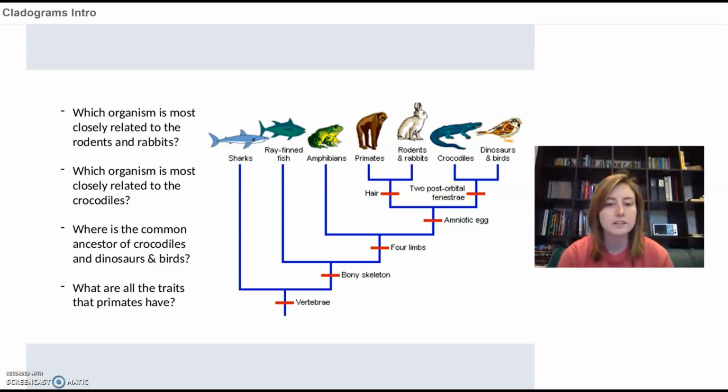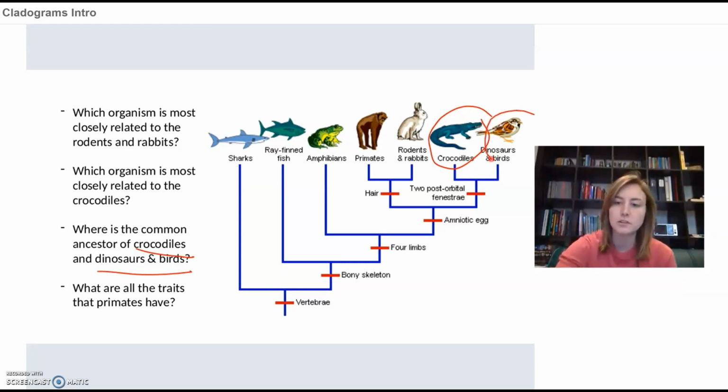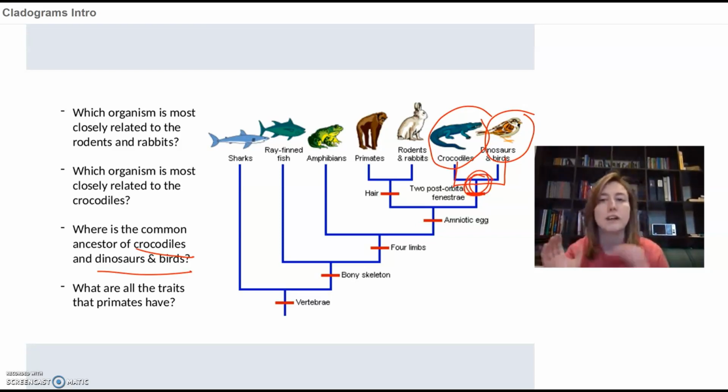Where is the common ancestor of crocodiles and dinosaurs and birds? So I'm going to look at my cladogram, circle crocodiles, and the other thing it said is dinosaurs and birds. So I'm also going to circle dinosaurs and birds. Now the way to find the common ancestor is to trace the path backwards and find where it meets. So I'm going to start tracing the crocodile path backwards. And I'm also going to start tracing the dinosaurs and birds path backwards. And you can see that right here is where those two paths meet when I trace them back. That would be the most recent common ancestor of both crocodiles and dinosaurs and birds.